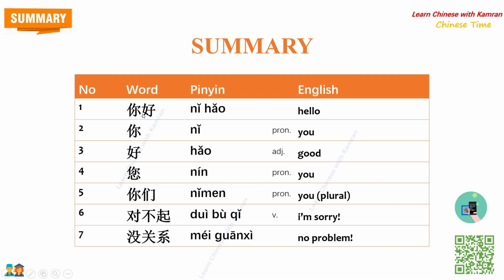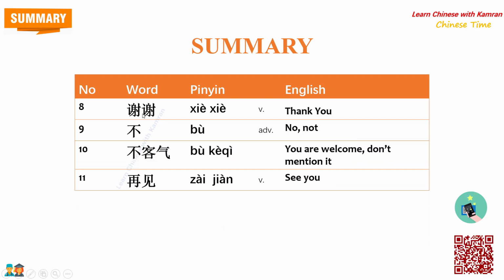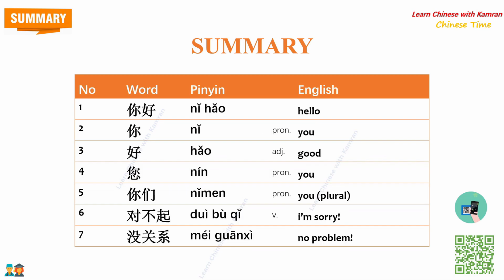Ni hao. Hello. The second word is ni. Ni means you. Hao means good. 我很好, I'm good. We will study that later.